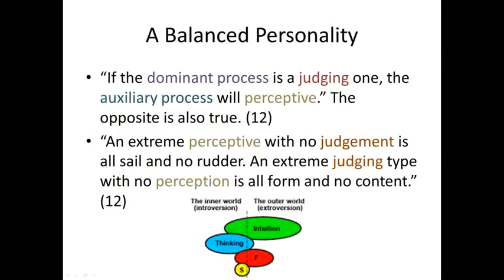Whereas then we have an extreme judging type with no perception is all form and no content. Now this really resonated with me because I'm a judging type. And when I was younger, I would always be trying to write books, because I still love trying to write books and writing stuff. And I would focus so much on sentence structure, but I never really thought about plot. I never really thought about themes. I never really thought about characters even. I just thought about what looks good, what sounds good. And those are important. It's important that it looks good or sounds good or whatever it may be. But if there's no substance to it, it doesn't matter, right?